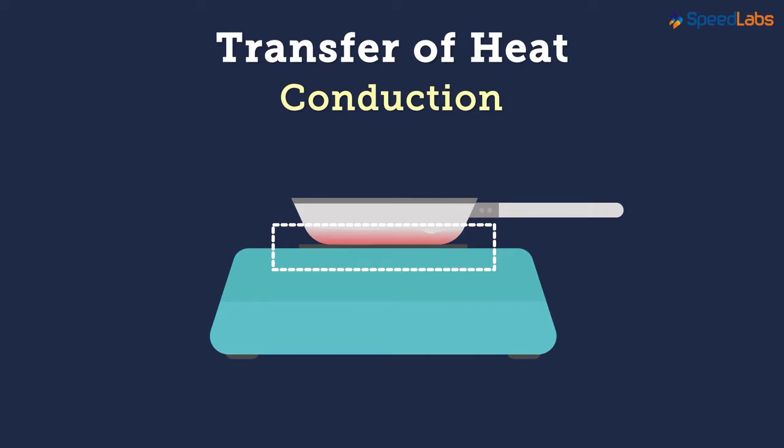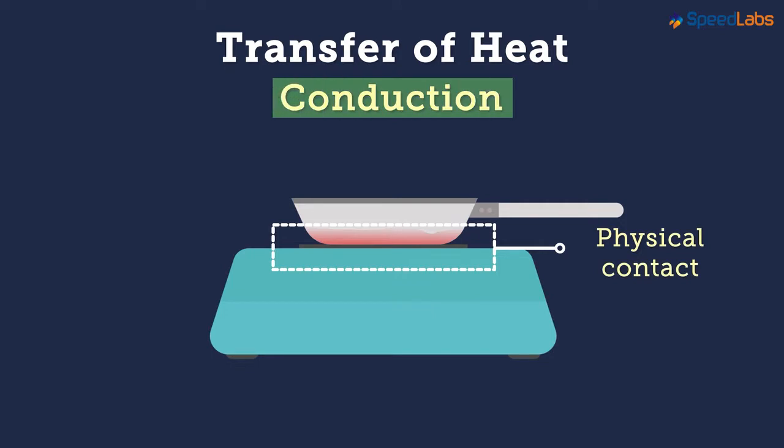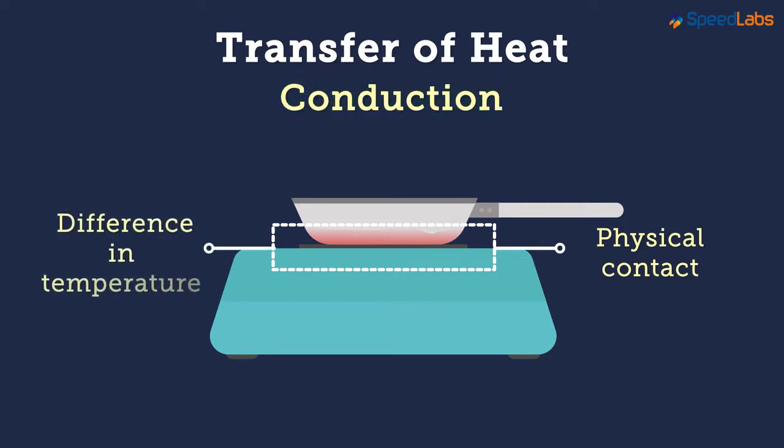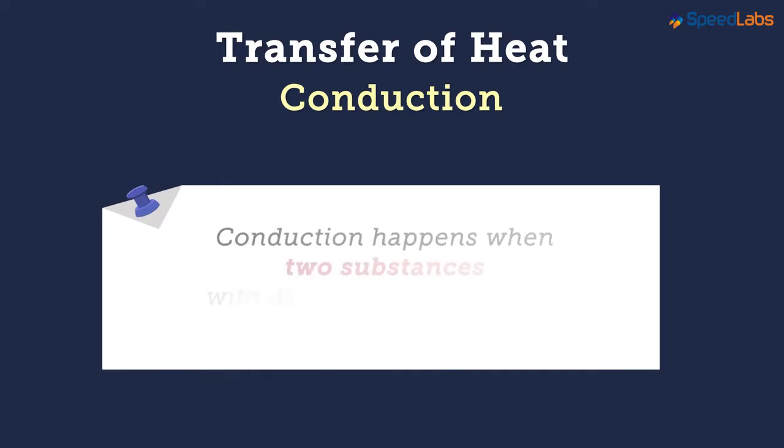other. Yes, the physical contact between the two objects is necessary for conduction of heat. Note that there was a difference in the temperature of the stove and the pan, and the heat started flowing from the hotter end to the colder one. This is how we can summarize it.